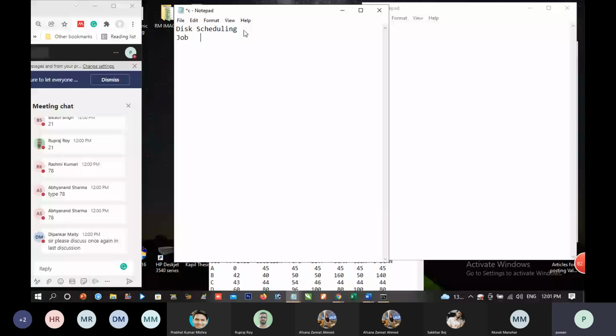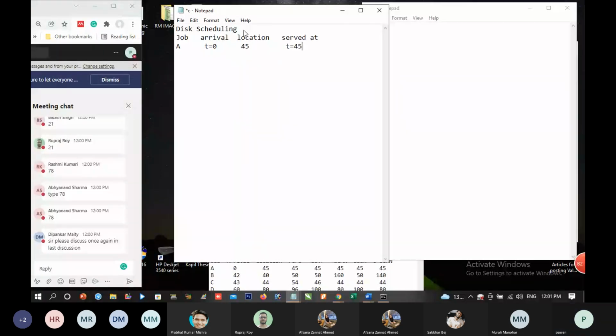Its arrival and locations are given. Suppose there is job A which arrives at time t equal to 0 and its location is 45. So let us see where it will be served. It will be served at time t equal to 45.